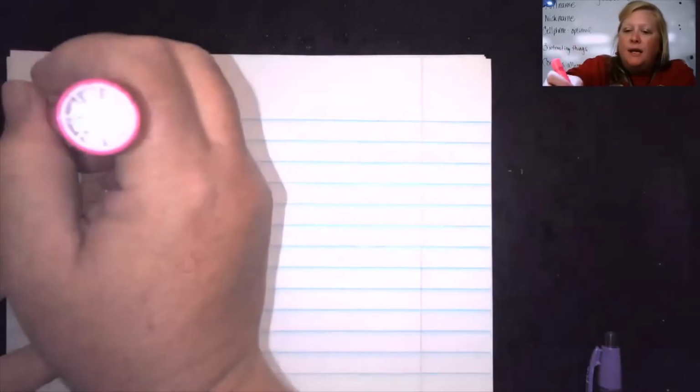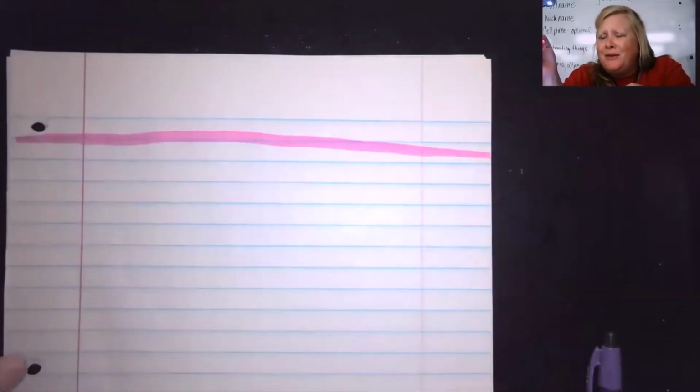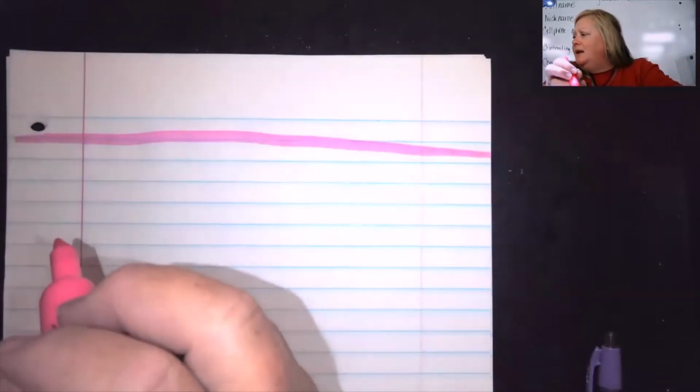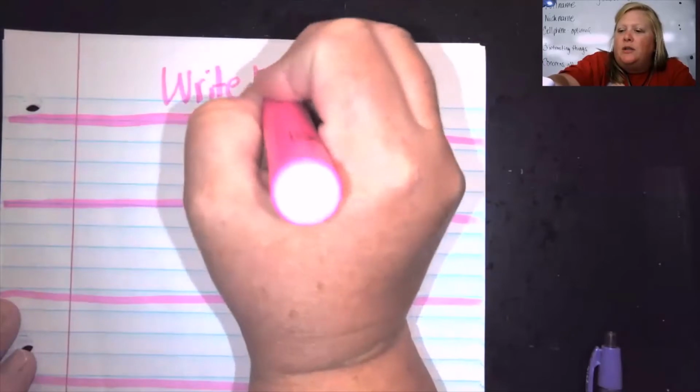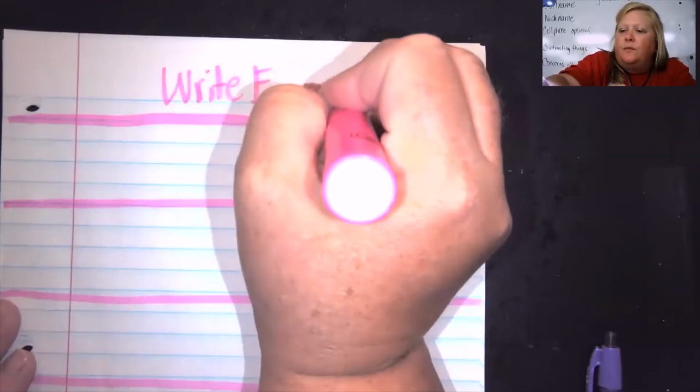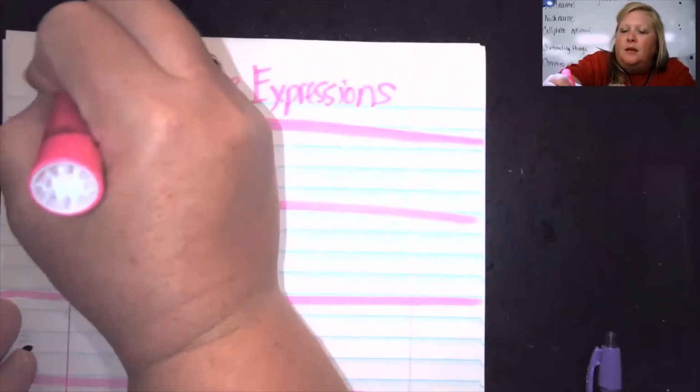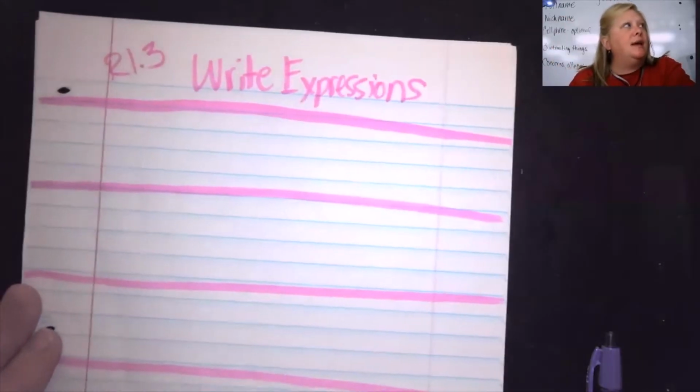Okay, and here we go. So we're going to take our paper again and we're going to divide it. I'm actually going to ask you to divide it into 10 different spots. I know, right? It'll be okay. This is going to be our top one. Write expressions. This is review concept 1.3.